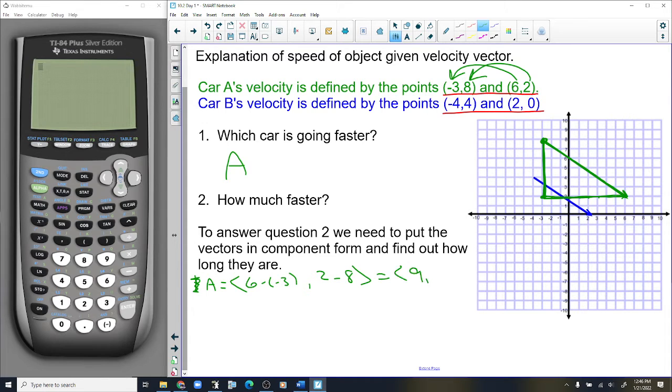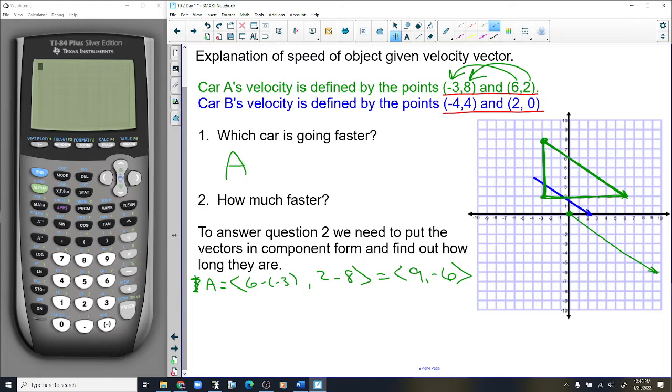So this is <9, -6>. There's the component form, which means that we don't really have 2 points to define this vector. We only have 1, and the first point is at 0, 0, and if we go over 9 and down 6, we're right here. So those 2 green vectors are the exact same vector because vectors don't have location. They only have direction and magnitude, or direction and length.